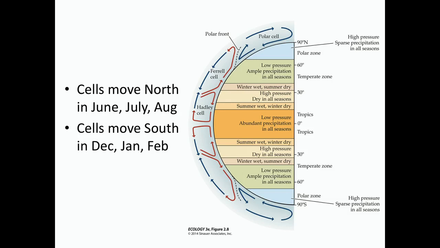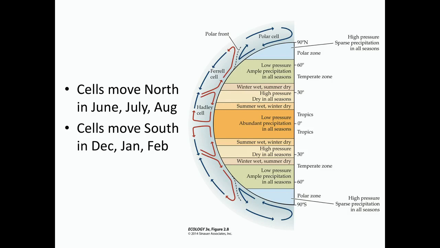In December, January, and February, however, those cells move further south. And so rather than the really dry part of the Earth being at 30 degrees north, the dry zone travels a little bit further south. And so areas that were wet in the summer will actually have drier winters. And so we get the seasonality to rainfall. So it's not always wet, though there are parts of the Earth that are always in the wet zone. And it's not always dry, though there are parts of the Earth that are always in the dry zone.